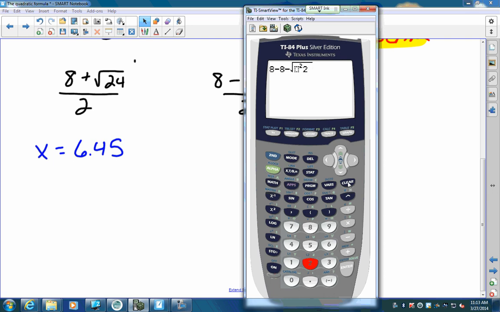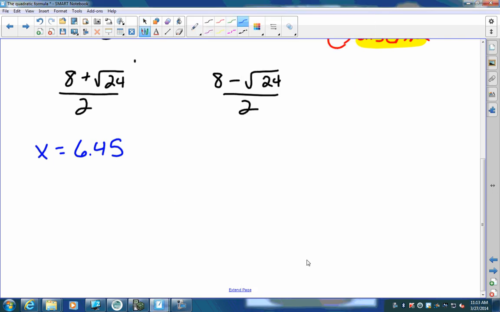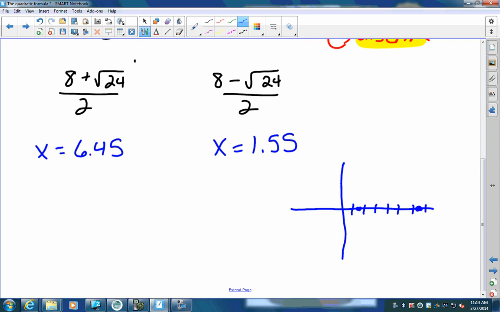Okay, it keeps doubling up here. 8 minus the square root of 24. Press enter. Then divide by 2. So it's 1.55. All right, so these are your x-intercepts. They're where they cross the x-axis. It's in between 1 and 2, crosses here, 2, 3, 4, 5, 6, and in between 6 and 7. That's what this is representing. You're finding where they cross the x-axis. All right, let's try the next one.